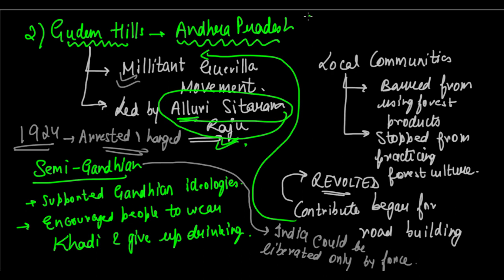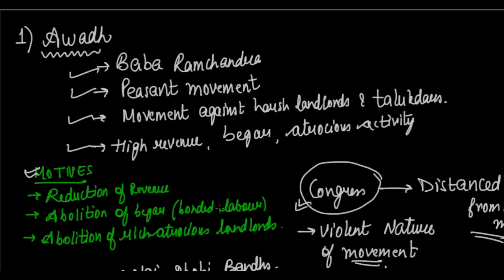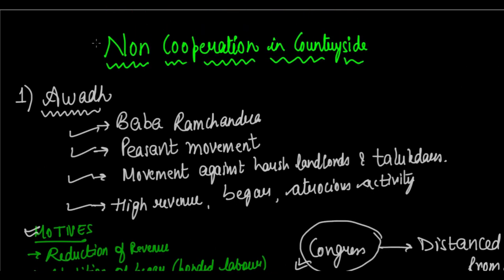This Gudem Hills example tells us about the tribal perspective, how tribal communities interpreted the national movement and how their interpretation was different from the actual movement itself. So in this way, through Gudem Hills and Awadh, we're trying to understand how people in the countryside interpreted the non-cooperation movement and its ideologies. Right? I hope it's absolutely clear.